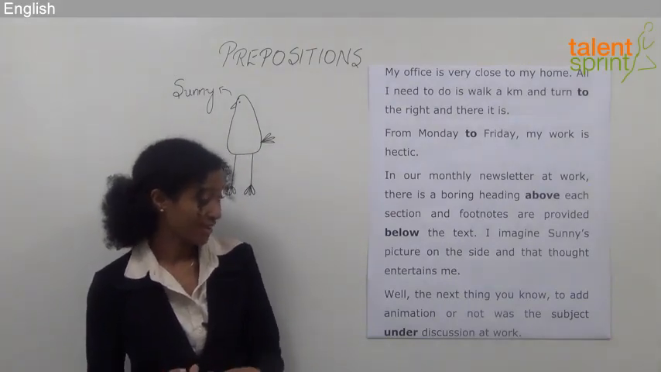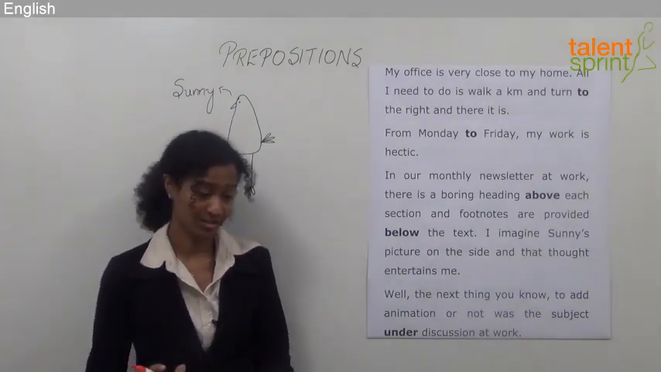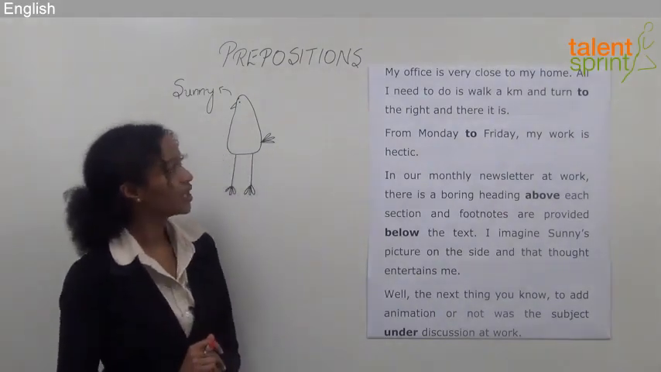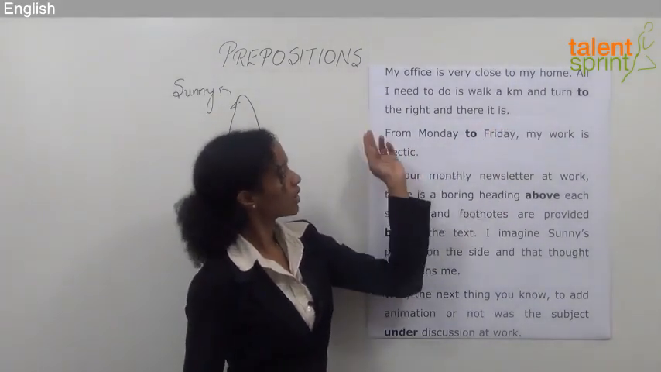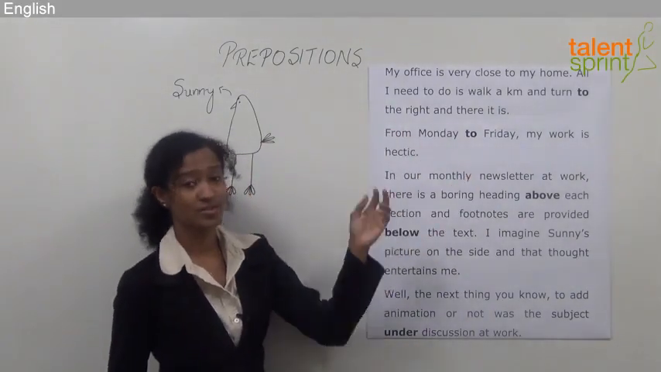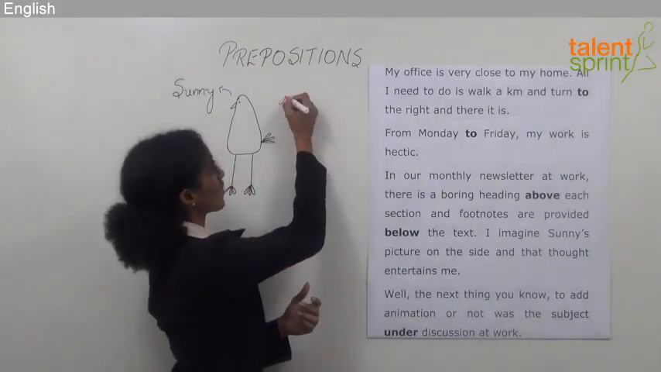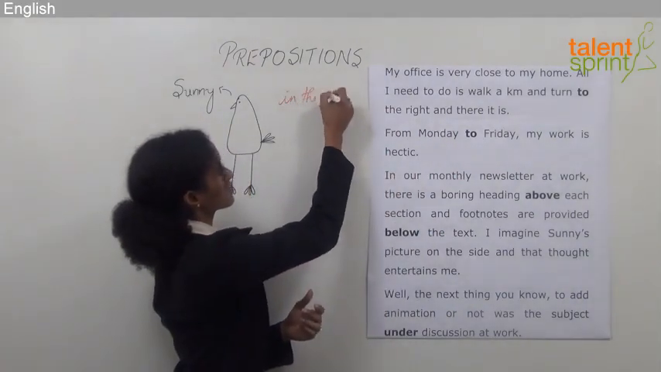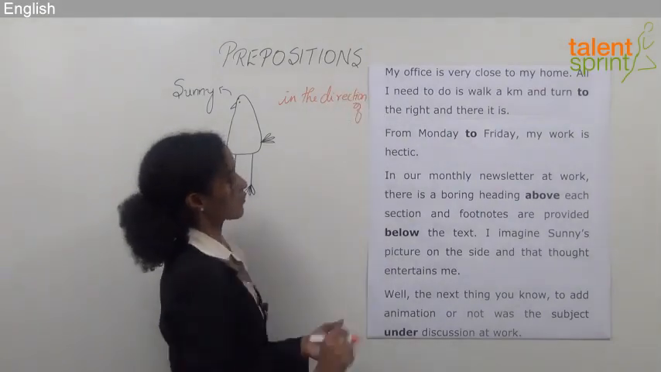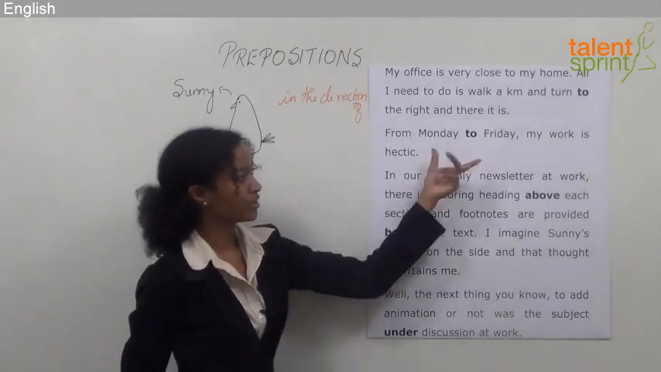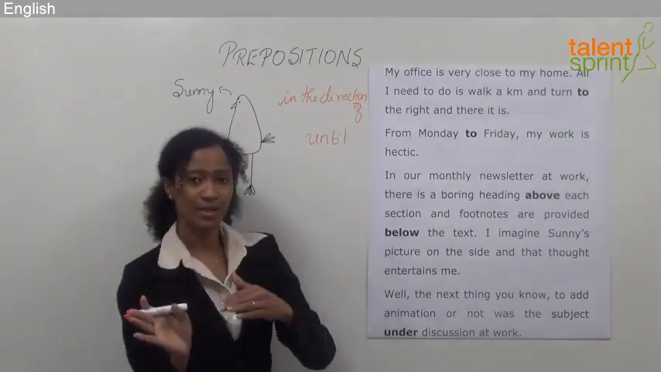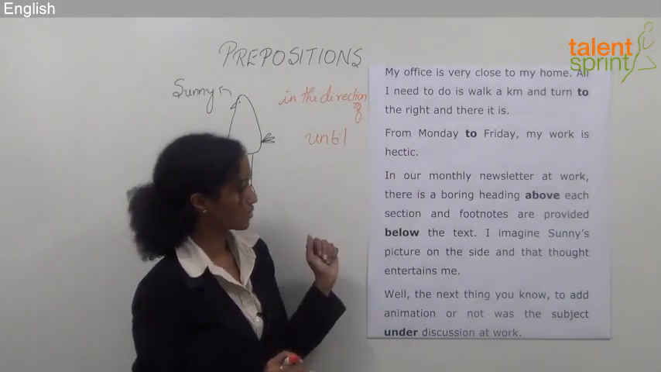Well, the next thing you know, to add animation or not was the subject under discussion at work. Let's understand the application of these prepositions. Well, here, to: all I need to do is walk a kilometer and turn to the right, and there it is. So to denotes in the direction of. From Monday to Friday. Here, to denotes until. From Monday till Friday. So it denotes until.